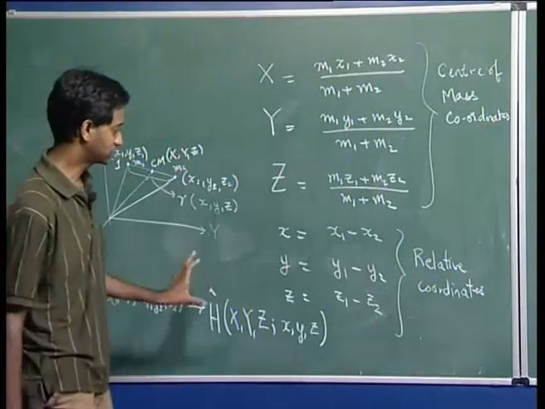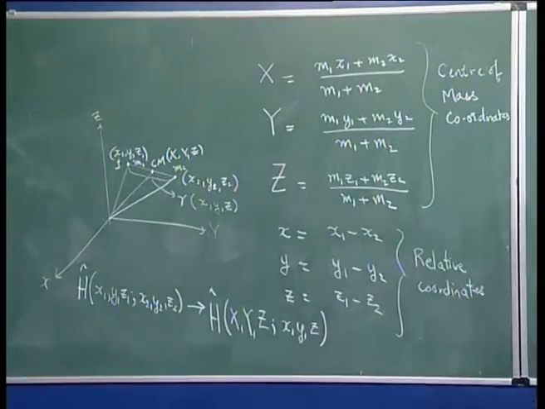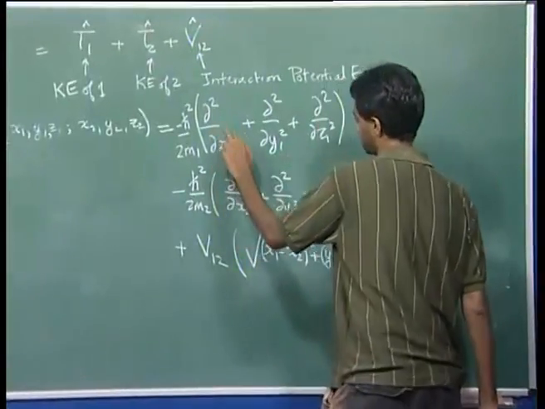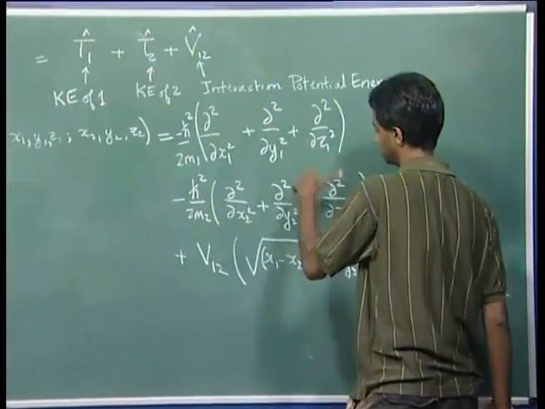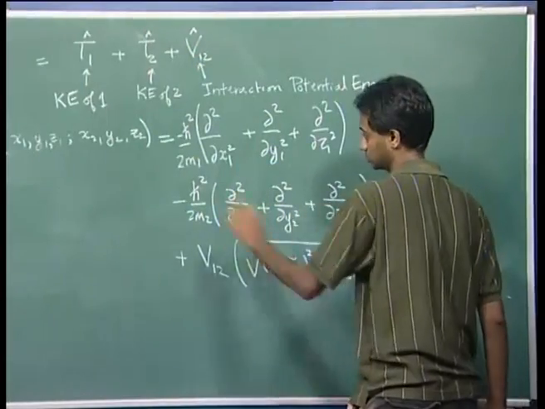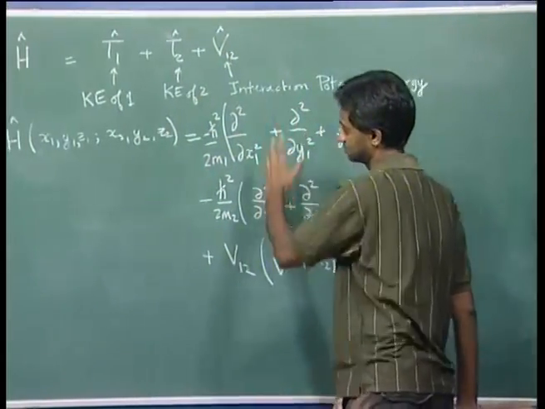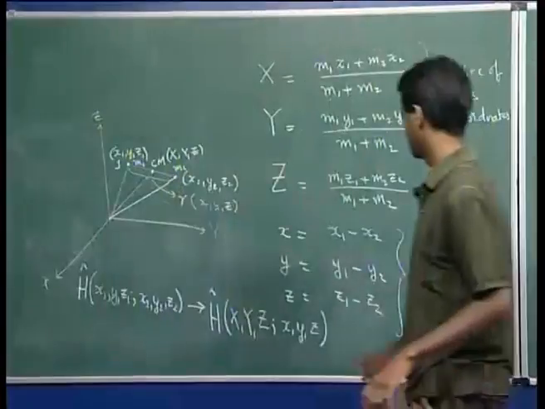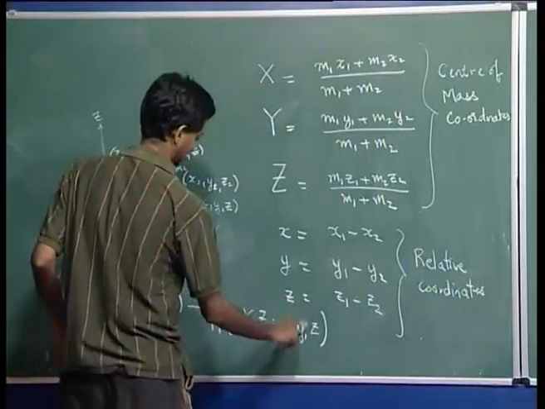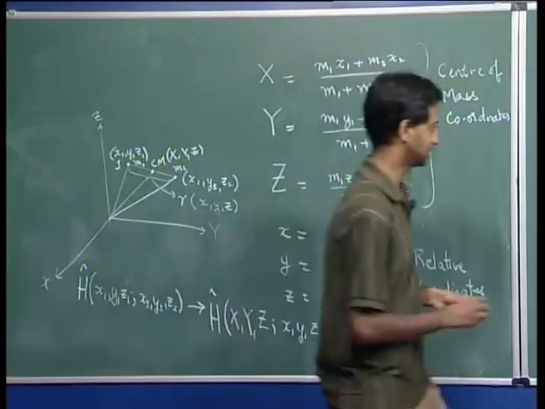Okay. What we want to do is to take this operator and transform from x1, y1, z1 and x2, y2, z2 to those coordinates. So whatever we have to write in terms of capital X, capital Y, capital Z, little x, little y, little z. Okay. So let's see how that is done.